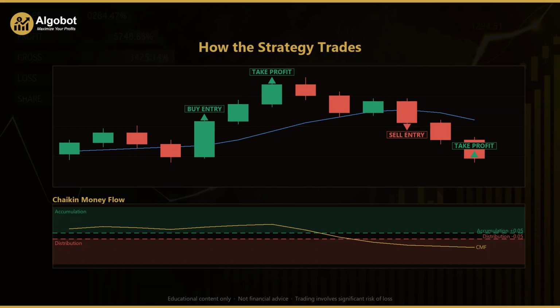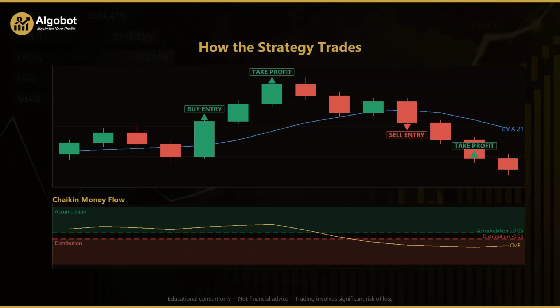Then the decisive candle forms. Price loses the moving average, closing below it with a bearish body. Its close beneath its open, while money flow sits firmly in distribution. Every short condition is satisfied, and the sell entry marker appears. This time the stop is placed above the entry, again a multiple of the average true range away, just over that small bounce high, and the take profit target is set the same reward to risk distance below.